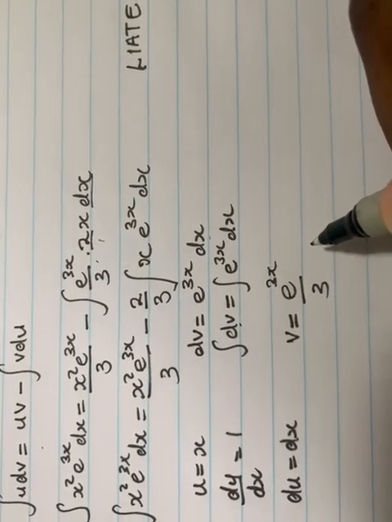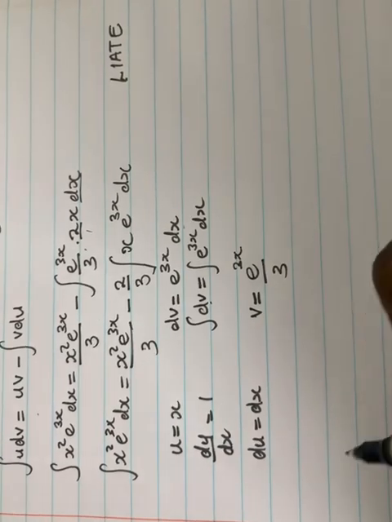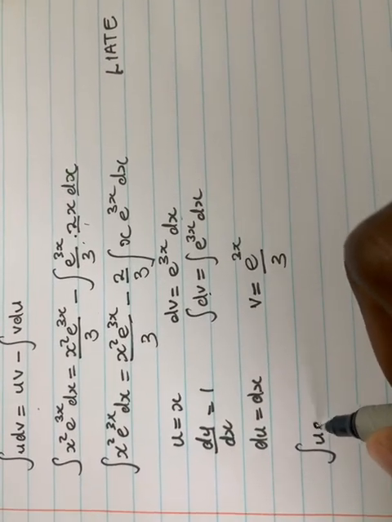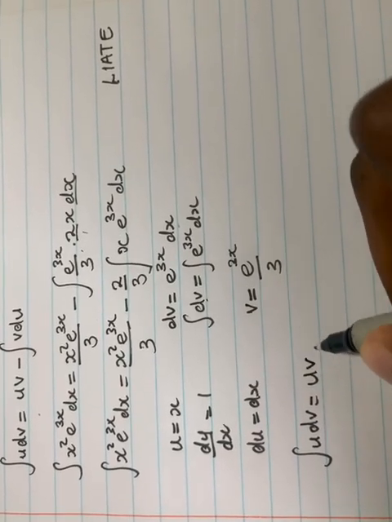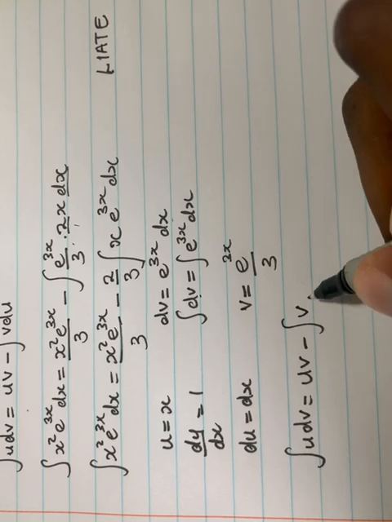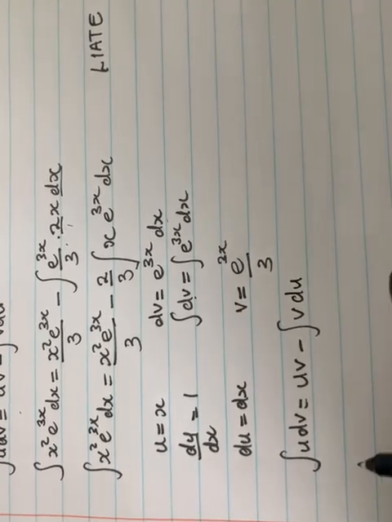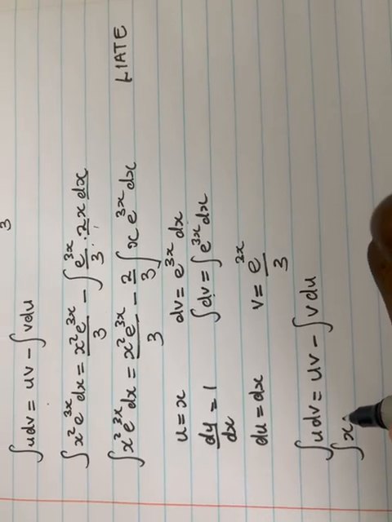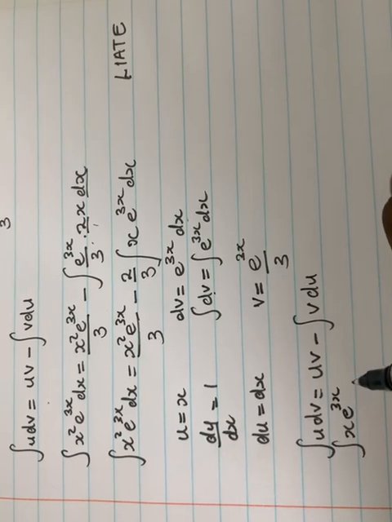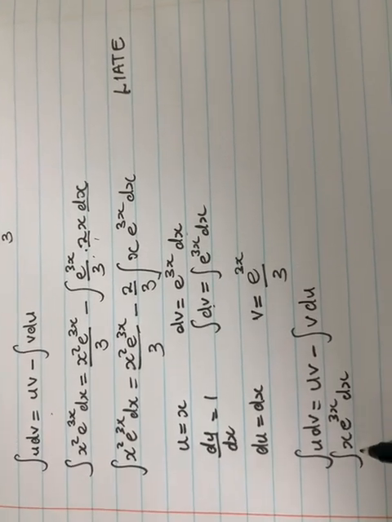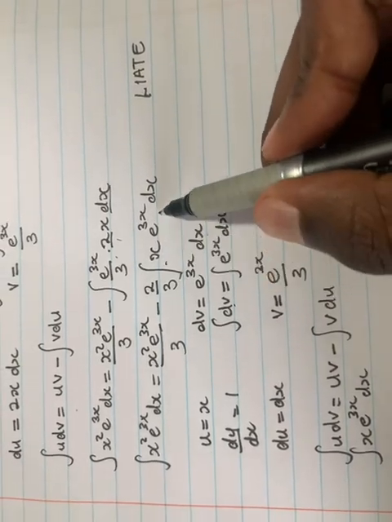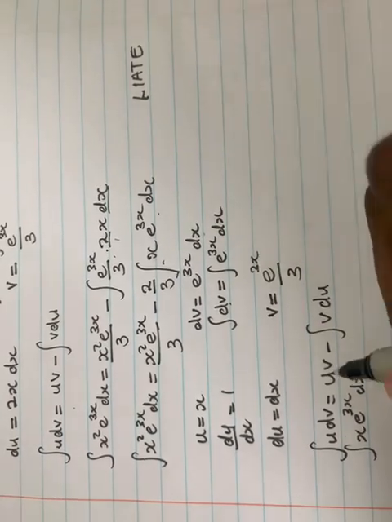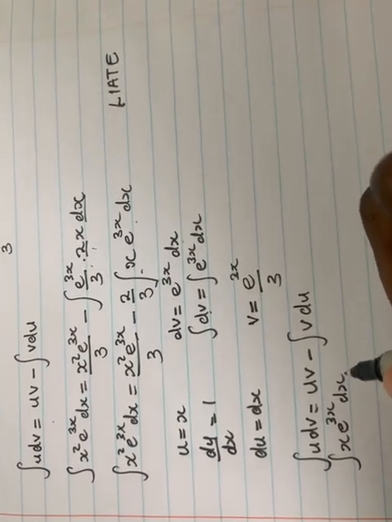All right, and then we substitute in our formula. So we have the formula, which looks like this: the integral of u dv is equal to uv minus the integral of v du. So we know our u, which is x. We know our dv, which is e to the power of 3x dx. So if you can see here, it is the same as what we are looking for, or what we are supposed to be integrating, but now we integrate by parts twice.